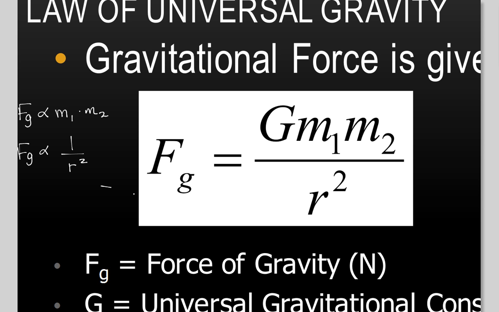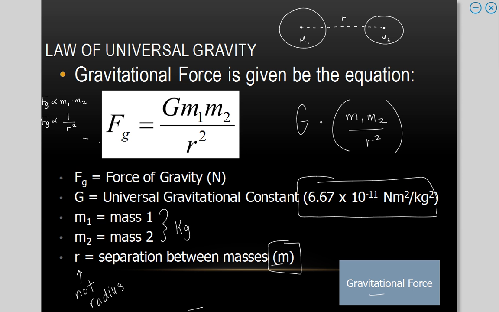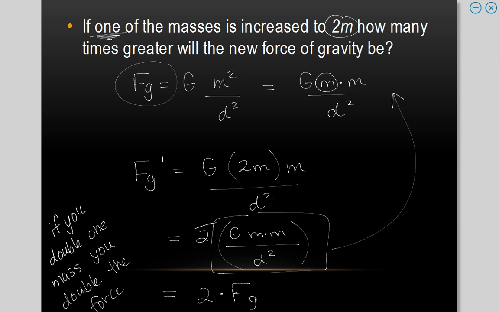Now try to think of it the other way. What if you halved the distance between two objects, made the objects get closer together? If you halved the distance, you would actually multiply the force by 4. If you cut the distance by half, the force of gravity would actually increase by a factor of 4. All right, let's go back to some of these problems.